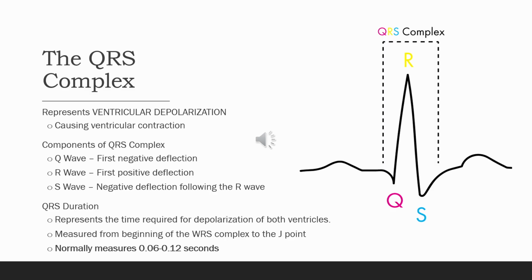Next, we have the R wave. So this is the first positive deflection of the complex, and it represents the main depolarization of the ventricles. It's typically the tallest part of the waveform. And next, or last, we have the S wave. This is the negative deflection that follows that R wave, and it represents the final phase of ventricular depolarization.